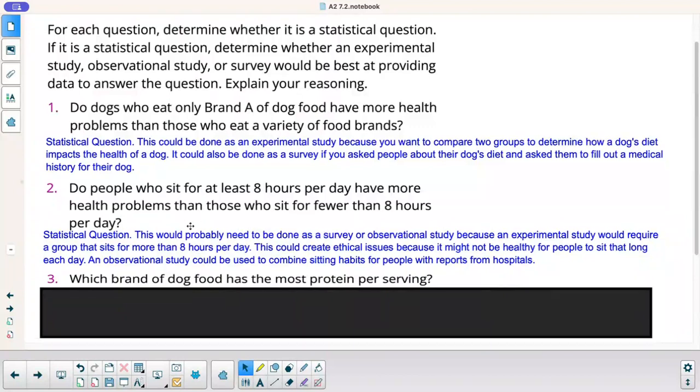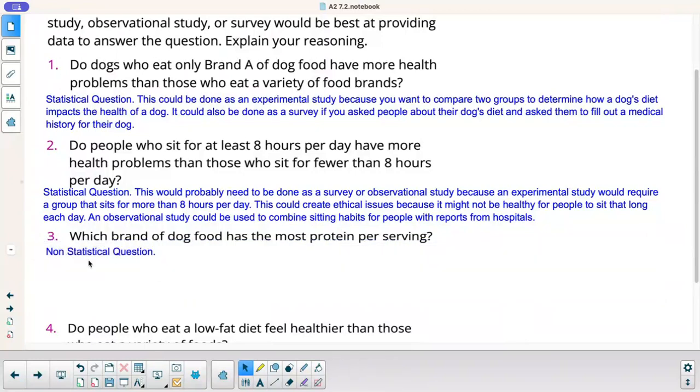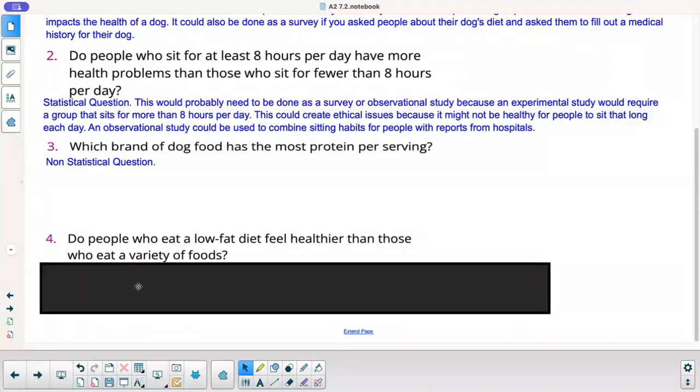So yeah, you're not going to want to do an experimental study with that. You're going to want to do a survey or an observational study. What brand of dog food has the most protein per serving? This is not a statistical question. You would just find the dog food that has the most protein.